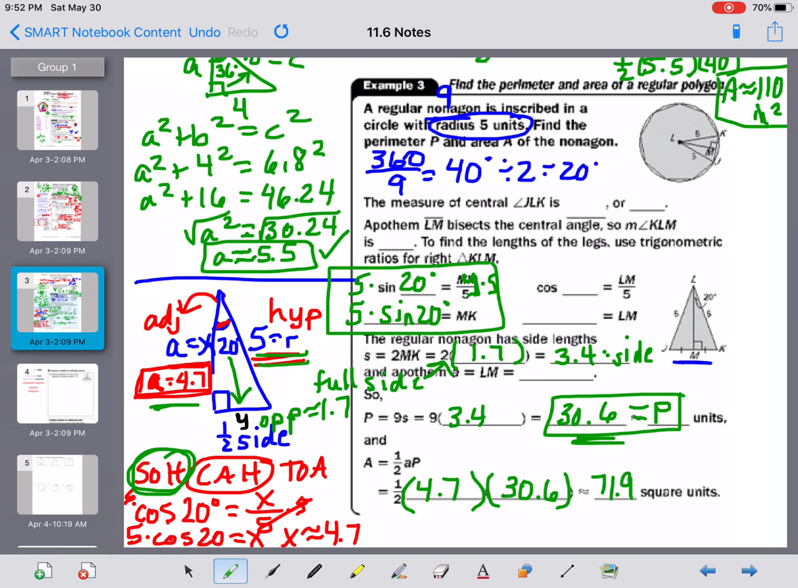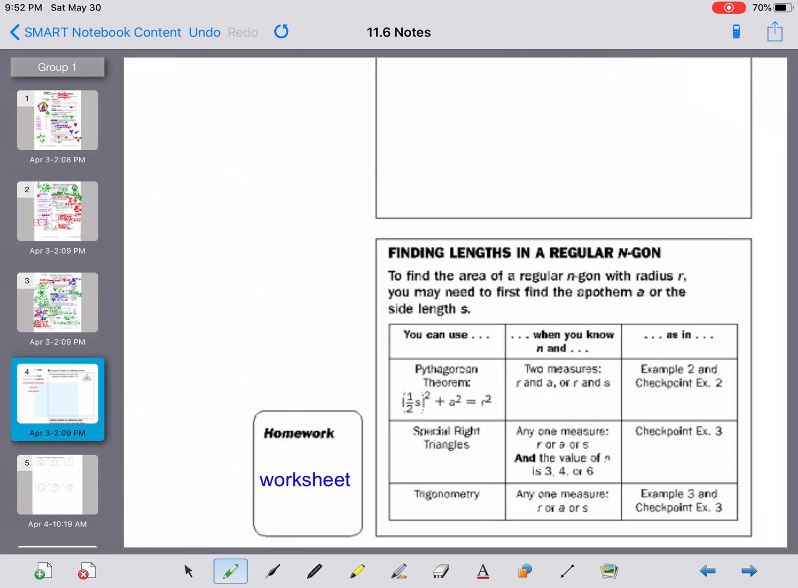How are we feeling on this? That was a lot of work to get to that. When we only need an apothem and a perimeter, it took us a while to get there. But we have the skills because we have our trig from chapter 7, so we are able to do that when they give us one piece of information. All right, let's go to page 4. If it makes you feel better, there's not that much work on page 4 here.